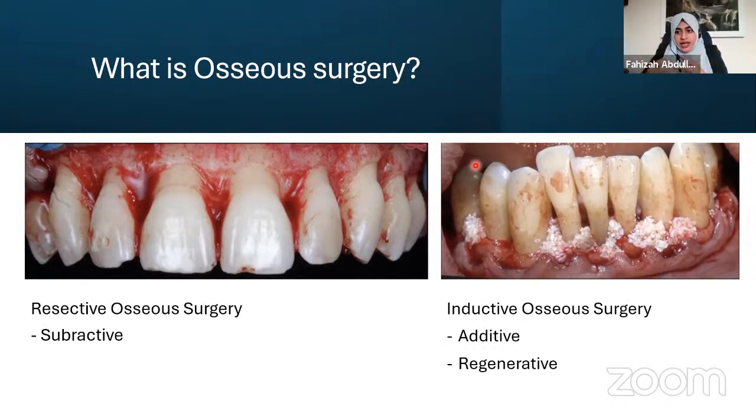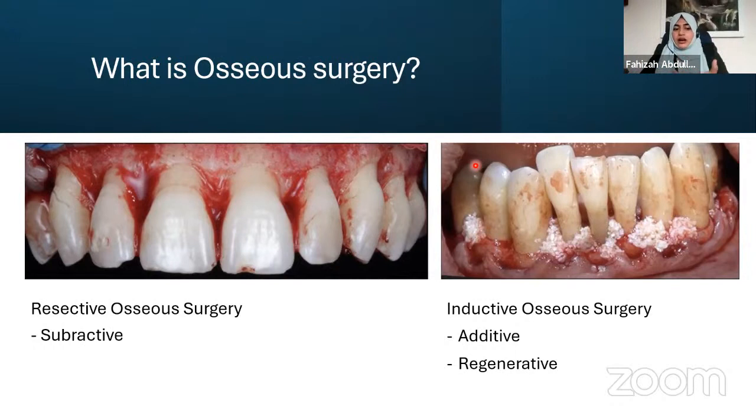Now, osseous surgery, as Dr. Shiraz nicely explained previously in the introductory session, has two types: resective osseous surgery and additive osseous surgery. Resective osseous surgery is subtraction, any kind of removal of the bone, whereas additive osseous surgery is regenerative. You're regenerating the lost bone and re-establishing the bone to the original contour.